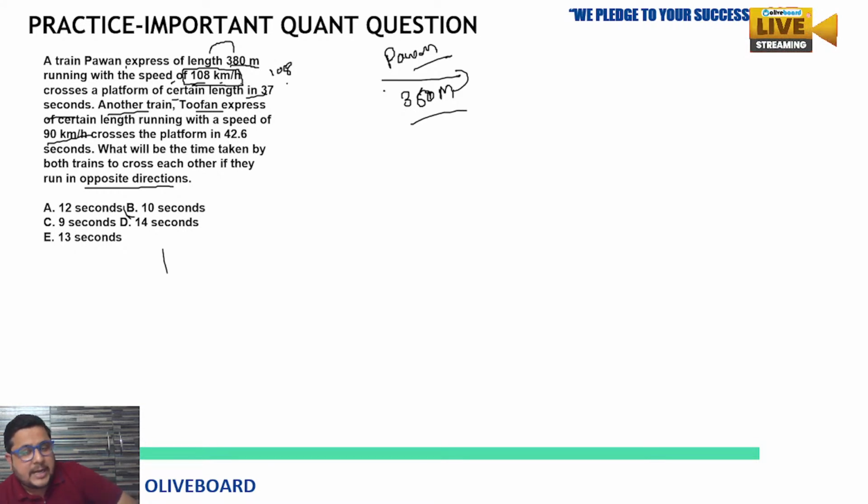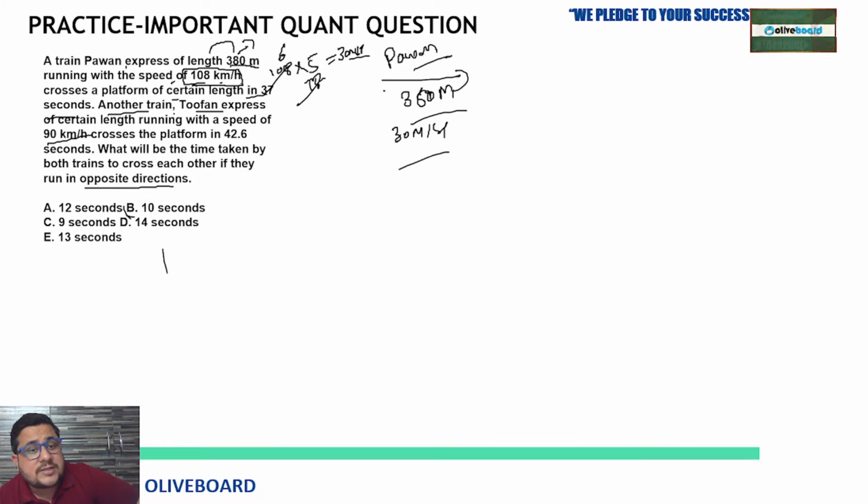So just convert it into meter per second first. For that you have to multiply by 5 by 18 because this is the speed. Here the distance length is in meter, so just convert the speed into meter per second. So 5 by 18, so by 18 you can cancel the 6 times. 6 into 5, 30 meter per second is the speed of the first train.